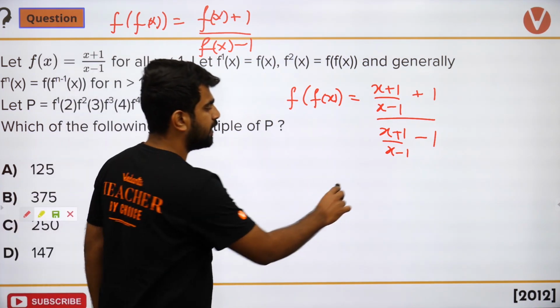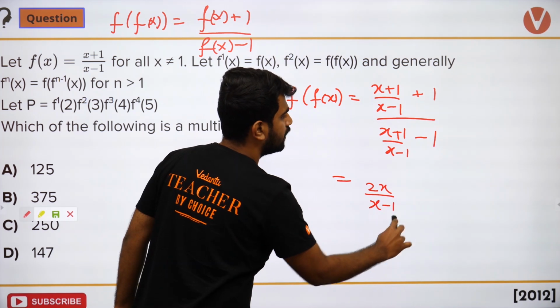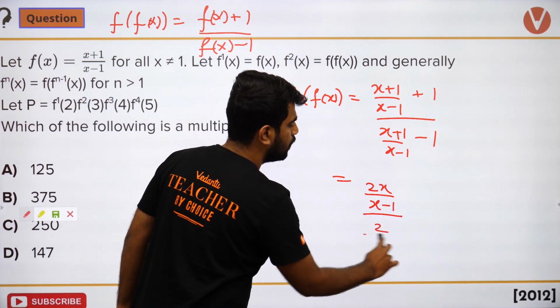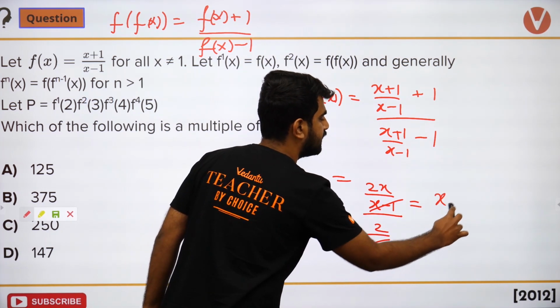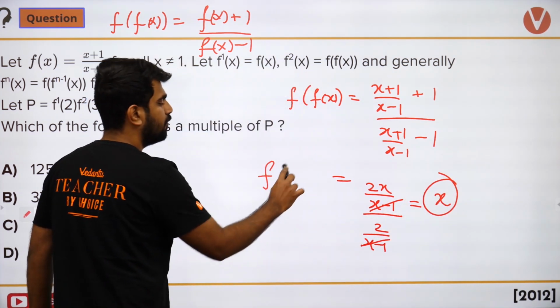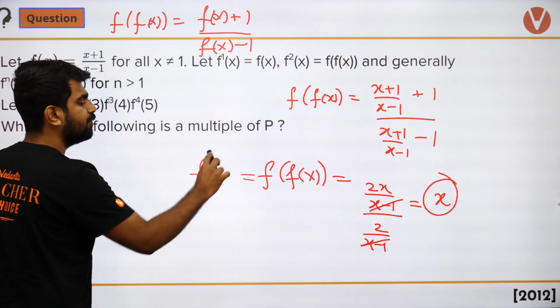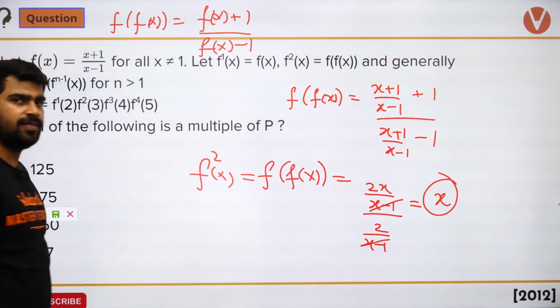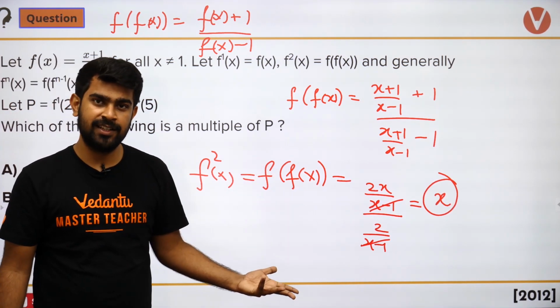So let me simplify it further. So what will I get? I'll get 2x by x minus 1 divided by 2 by x minus 1. So if I cancel both, I will get x as my f of f of x. And what is that? It is f2 of x. Very simple, right? That's it. Just finding f2 itself, my question is done.